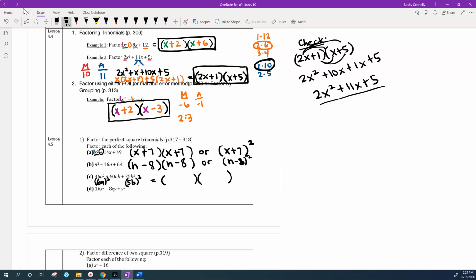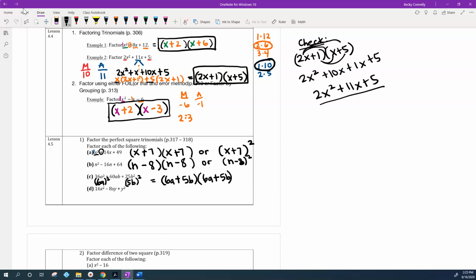So I've got 6a and 5b, so I'm going to do 6a, 5b, and then 6a and 5b. And then since my middle term is a plus sign, it's a plus 60ab, I know both of these need to be plus. And again I could write that as 6a plus 5b, the whole thing squared, quantity squared. Okay.